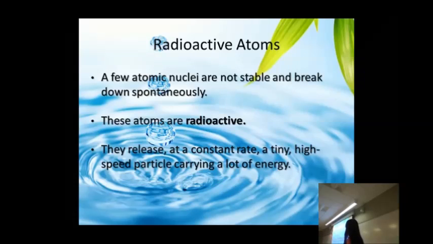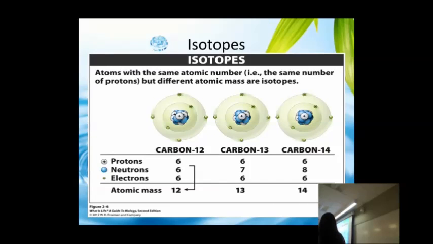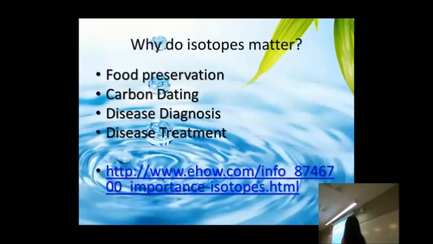So those radioactive atoms that we talk about have an atomic nucleus that is not stable and that breaks down. They all break down over time. It just depends how fast it's going to break down. They release, at a constant rate, a tiny high-speed particle carrying a lot of energy. And that's what radiation is: getting those doses of energy that are shot at the cells, like in cancer, in order to kill them, or shot at the bacteria in our food in order to irradiate it and make sure that it's not going to make us sick. So the way that happens is by breaking down those nuclei of the atoms.